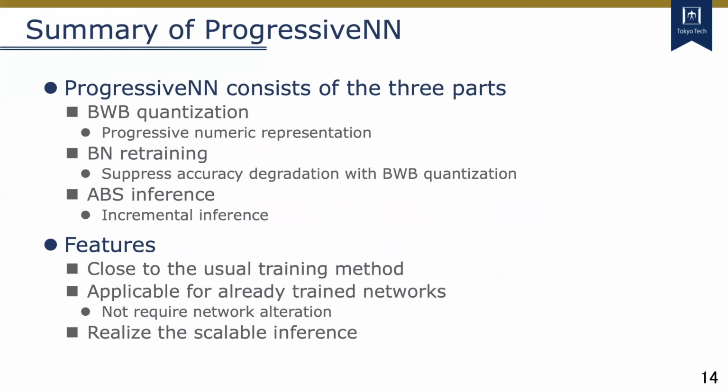This slide shows a summary of ProgressiveNN. ProgressiveNN consists of three parts. BWB quantization allows for a progressive numeric representation, BN retraining suppresses accuracy degradation with BWB quantization, and ABS inference realizes incremental inference. And ProgressiveNN has three features. First, it is similar to the usual training method. Second, ProgressiveNN is applicable to an already trained network as it does not require any network change. Finally, ProgressiveNN realizes scalable inference.